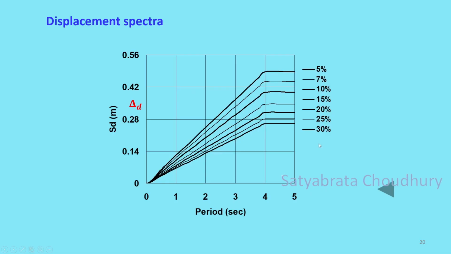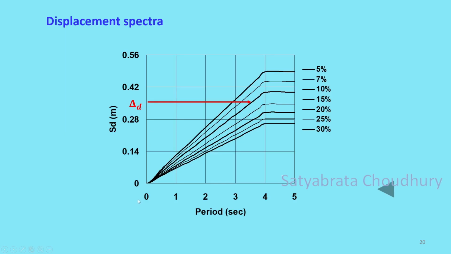And how to draw all this we have discussed in the other videos in this channel. And you have your delta D, which you have already computed. So corresponding to delta D, we want to find what is the time period. So you draw a line from delta D horizontally and go up to that spectrum which corresponds to your damping. Say our damping is 10%, then this is the curve. So we have come up to this curve.